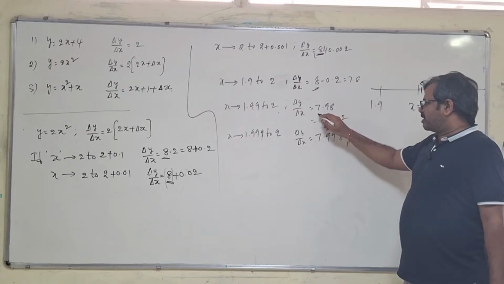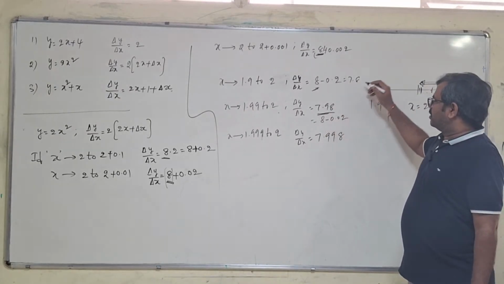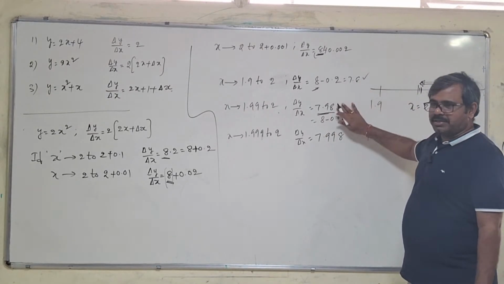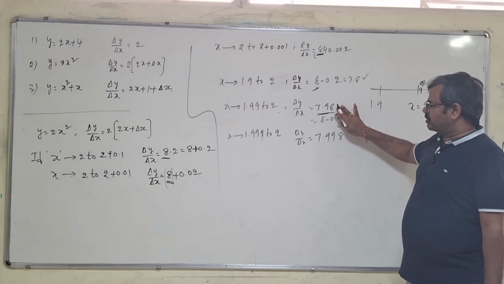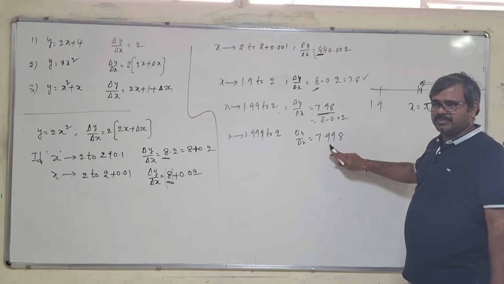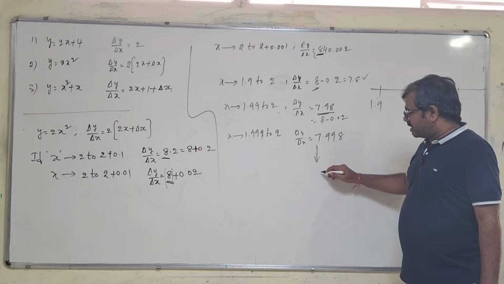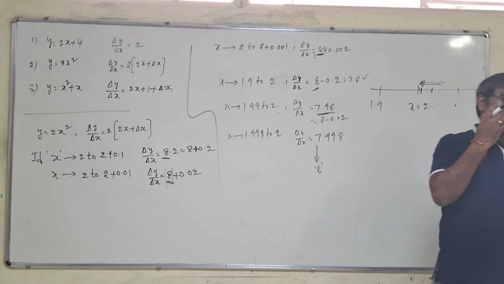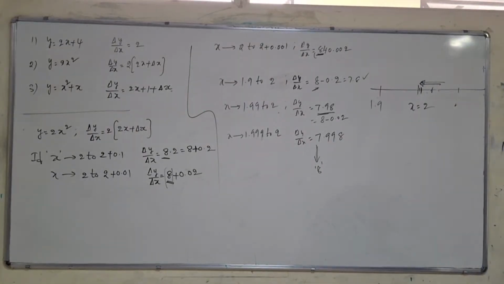What are you getting? Delta y by delta x becomes closer to 8. It is coming more close to 8. This is even more close to 8. Are you following what I'm saying? So can I say here also delta y by delta x is approaching 8? You understand what I'm saying?